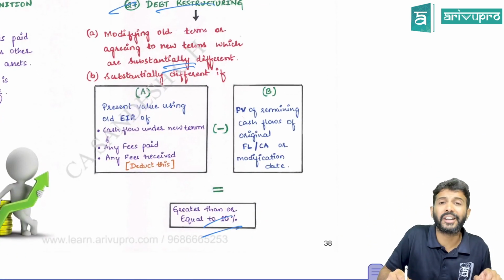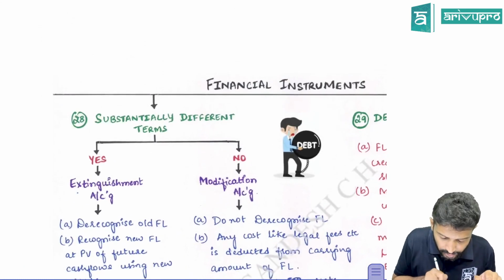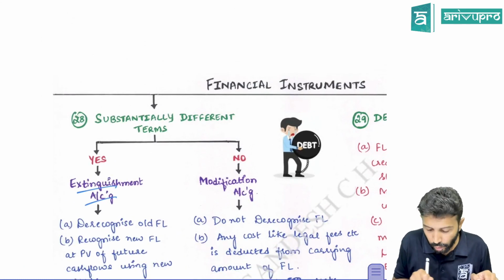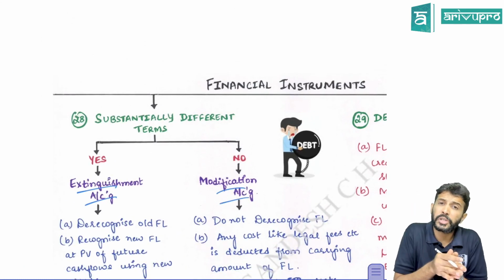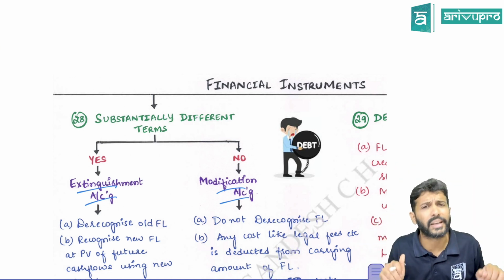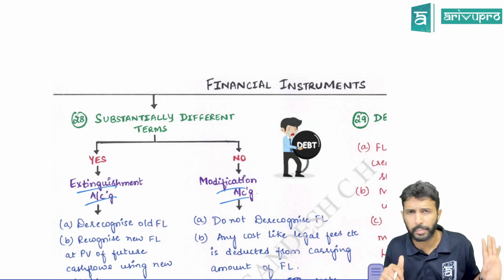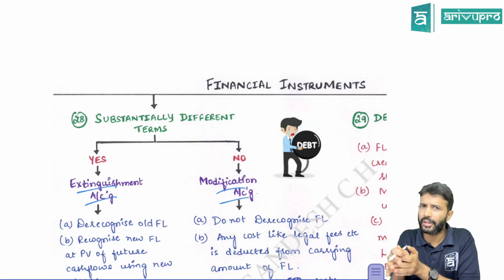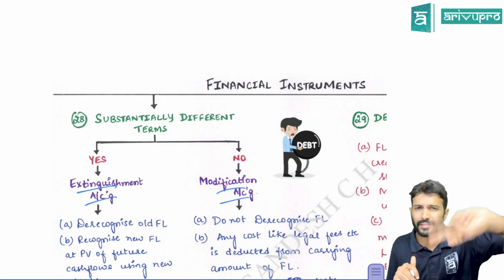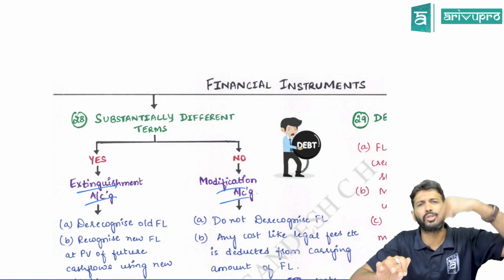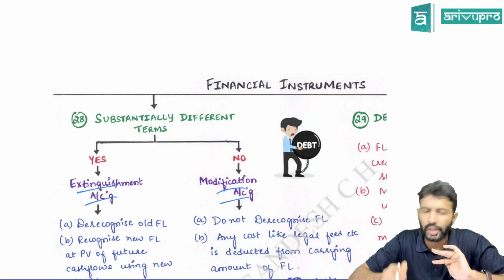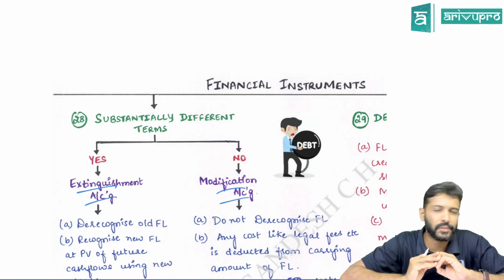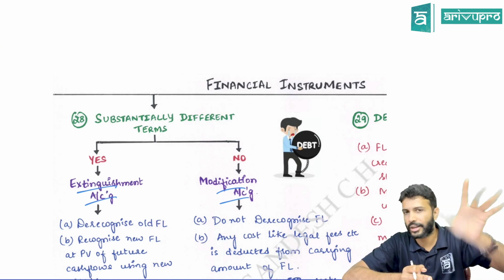Sir, if it is substantially different, what do we have to do? If it is substantially different, you have to go for extinguishment accounting, else we'll go for modification accounting. Extinguishment accounting means the old financial liability will be cancelled and a new loan will be brought in. You will treat it as if the old loan has been repaid and a new loan has been brought in, and that sort of accounting will follow. When you cancel the old liability, you will debit it, and the new liability you will credit. So the entry may not match. If there is any balancing figure, that is your derecognition gain or loss, which gets transferred off to SPL.